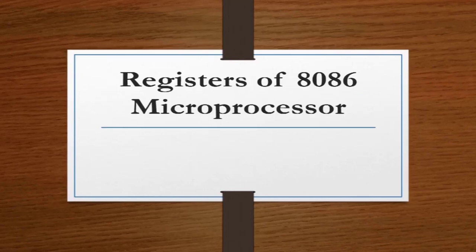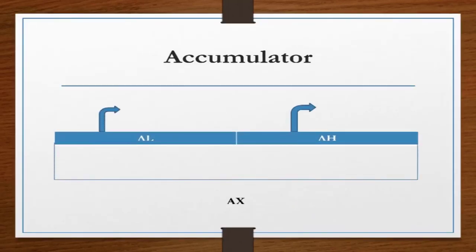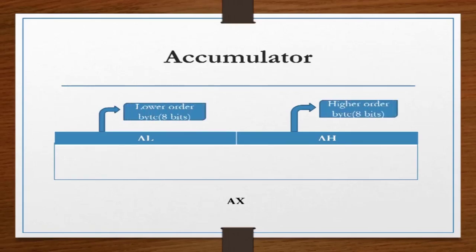Let's discuss the registers of the 16-bit 8086 microprocessor. The accumulator register contains AL and AH registers. They are 8-bit each and can be combined as one register, AX, a 16-bit register. AL and AH registers contain the low-order and high-order bytes of a word. The accumulator is also used for I/O operations.